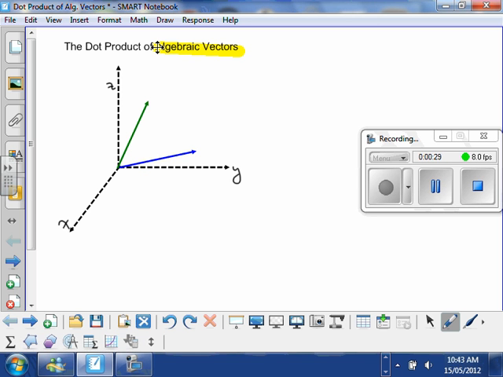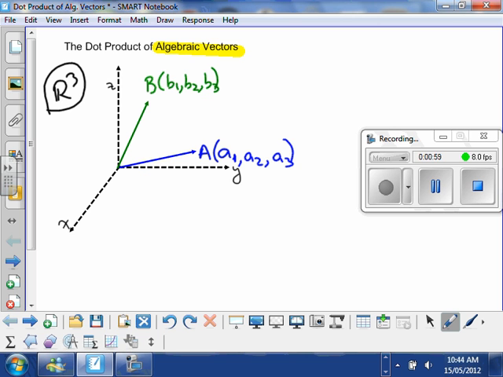So let's get started. I have here two vectors. Let's consider the coordinates of point A as A1, A2, A3, and point B of coordinates B1, B2, B3. Please notice that I am talking about vectors in 3D, in R cubed. Good. So I have here my two vectors OA and OB.